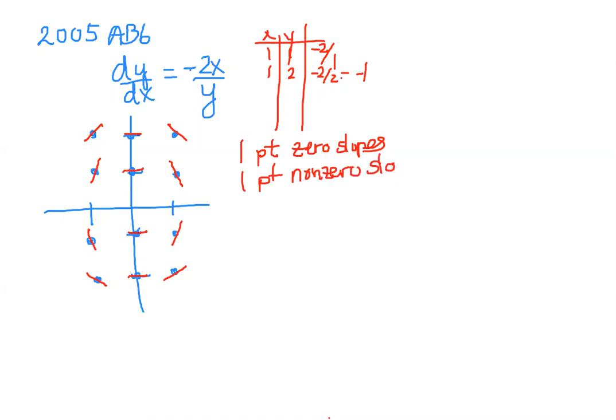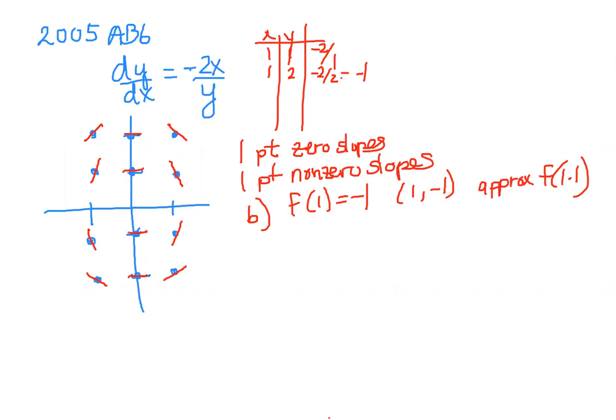So that's how they're going to score this part A. Part B: let y equal f of x be the particular solution to the differential equation with the initial condition f of 1 equals negative 1. Write an equation for the line tangent to the graph at (1, negative 1), and use it to approximate f of 1.1. So that's what we're doing right here.